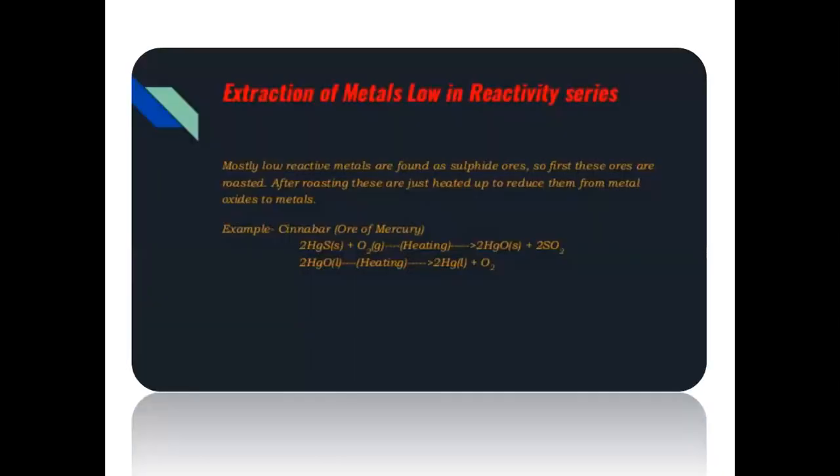So how does the extraction occur? Mostly low reactive elements are found as sulfide ores. So first, these ores are roasted. After roasting, they are just heated to reduce them from metal oxide to metals.